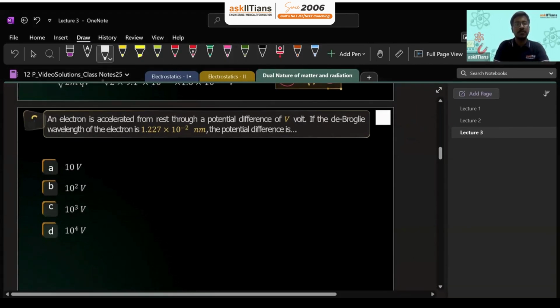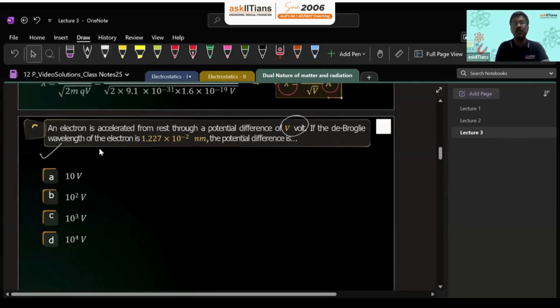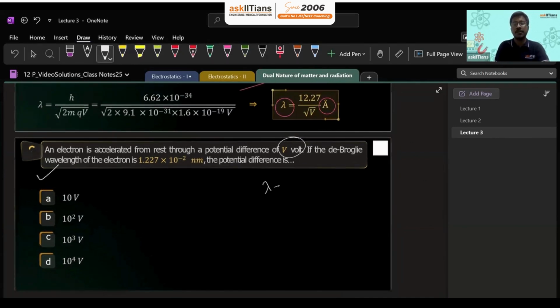It's a very common question. An electron is accelerated from rest through a potential difference of v volt. If the de Broglie wavelength of the electron is 1.227 into 10 power minus 2 nanometer, the potential difference is. So clearly we have seen this equation above. Lambda is equal to 12.27 upon root v Armstrong.